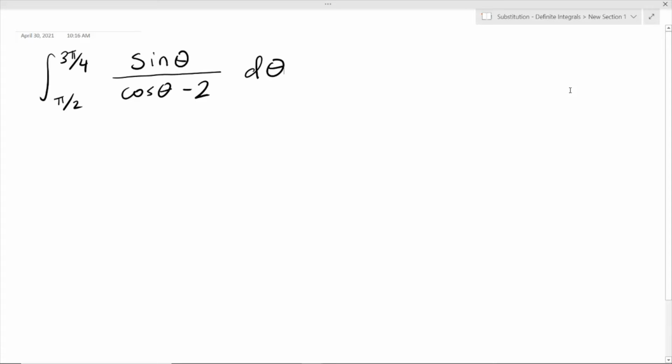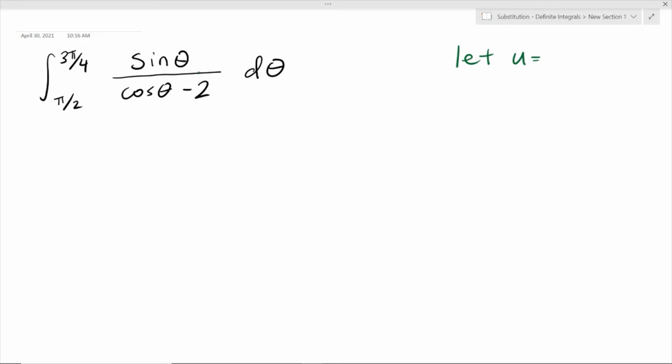Today I'm going to be showing you how to evaluate this definite integral using a substitution. So first we have to determine what we want to let. For substitution, you want to let u be equal to something in this expression right here.